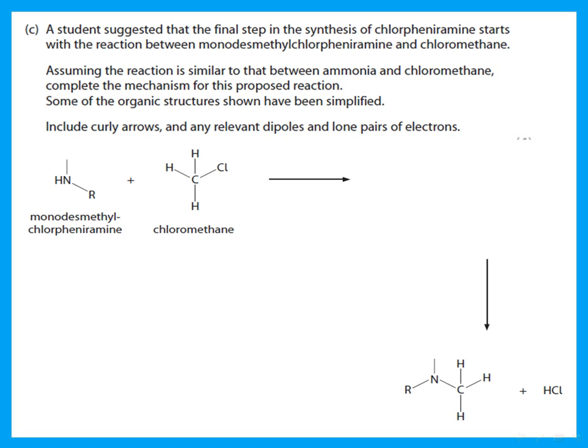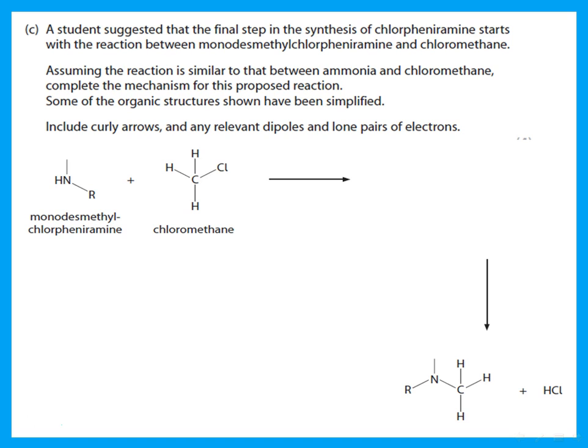A student suggested that the final step in the synthesis of this compound starts with the reaction between something that is an amine and chloromethane. Assuming the reaction is similar to that between ammonia and chloromethane, complete the mechanism for this proposed reaction. Some of the organic structures shown have been simplified. Include curly arrows and any relevant dipoles and lone pairs of electrons.